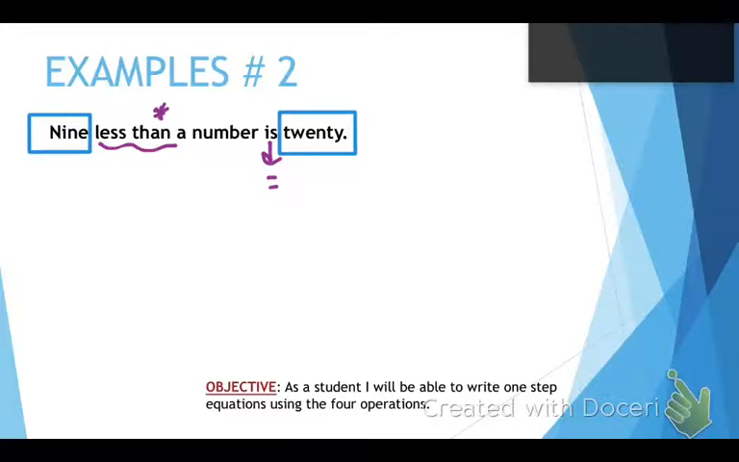Alright, and we need to also find that we have a number. Okay, and that number, once again, is our variable. So that's our question mark. That's a terrible looking question mark, but anyway. Alright, so 9 less than a number. I'm going to use n again.